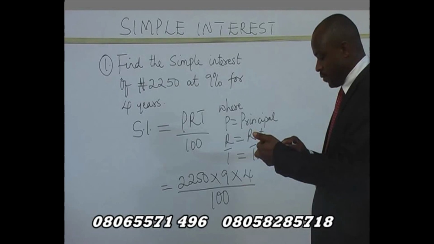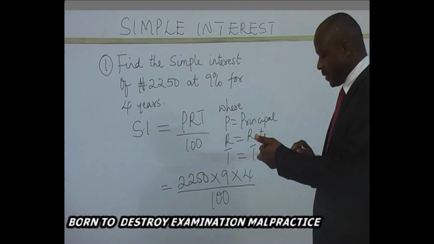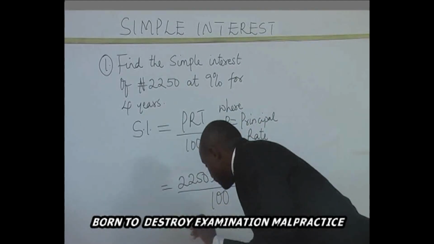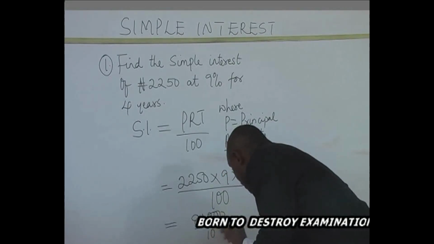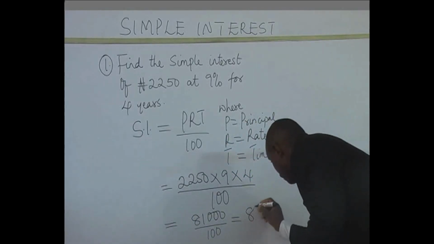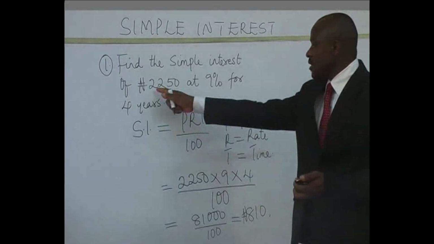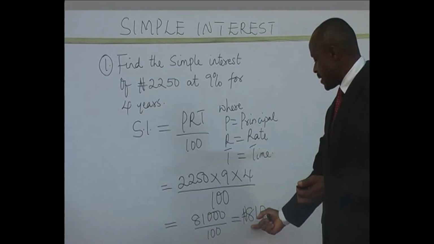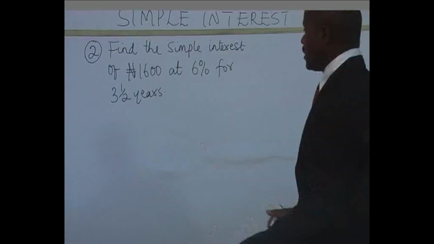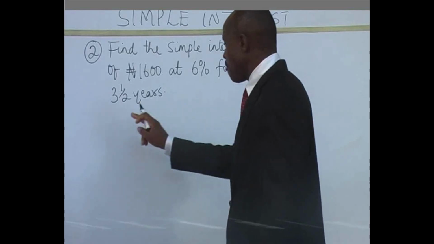We have 2250 times 9 times 4. It's giving us 81,000. 81,000 divided by 100 is going to give you 810. That means the simple interest for saving 2,250 naira at 9% for 4 years is 810 naira. Second question said that we should find the simple interest of 1,600 naira at 6% for 3.5 years.